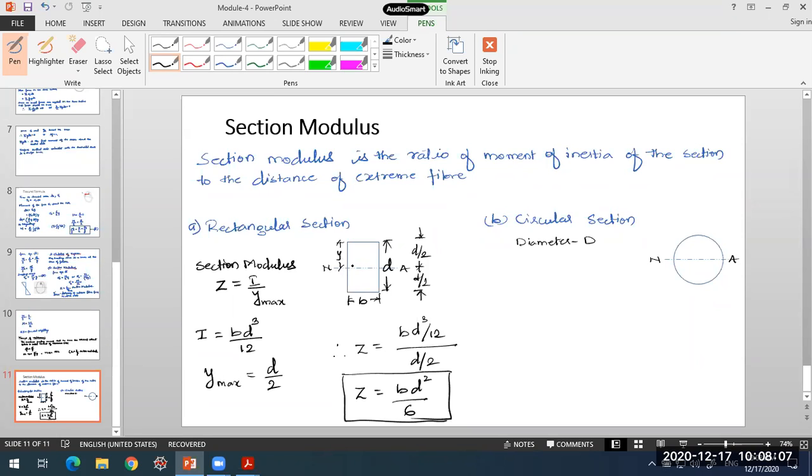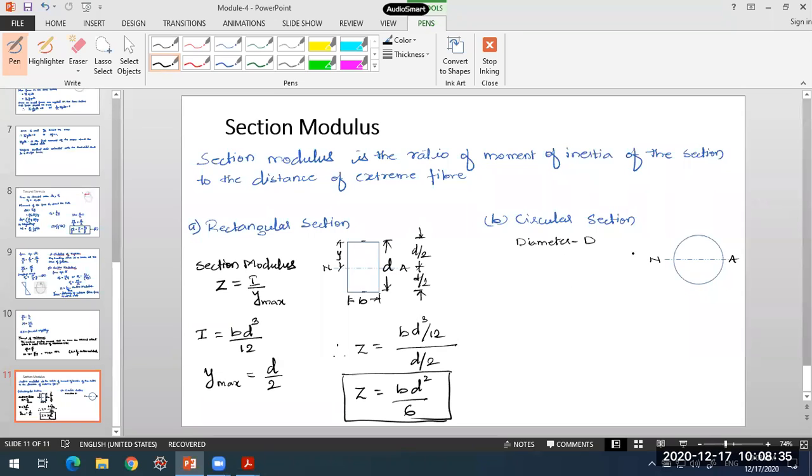So here in this case, the neutral axis is exactly at the middle depth of the beam. So Ymax, the extreme fiber distance, is from here to here, or you may take the bottom also, either top or bottom, both are same in this case. If it is a symmetric section, both will be same. So d by 2 is Ymax. So I by Ymax is b d cube by 12 by d by 2. It comes out as b d square by 6.